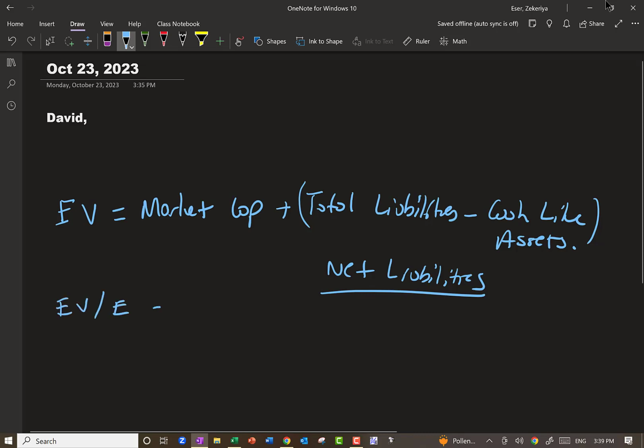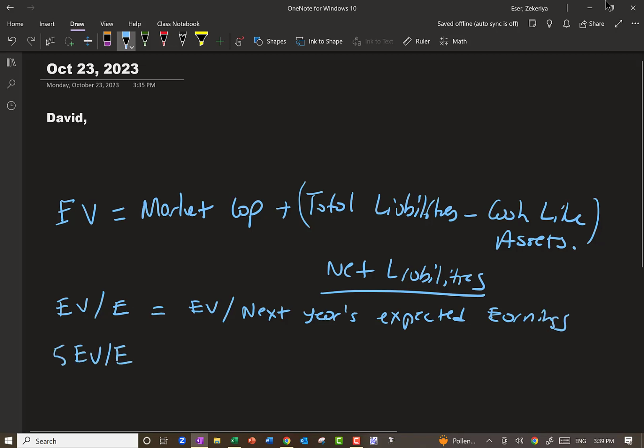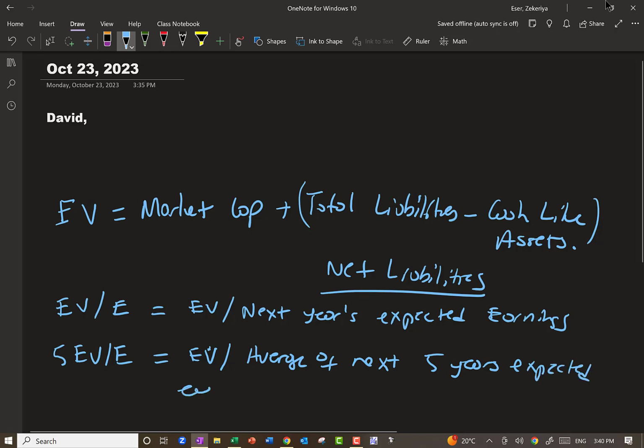Yes, EV over E would be next year's expected earnings. And 5-year EV over E is EV divided by the average of the next 5 years' expected earnings, given growth estimates.